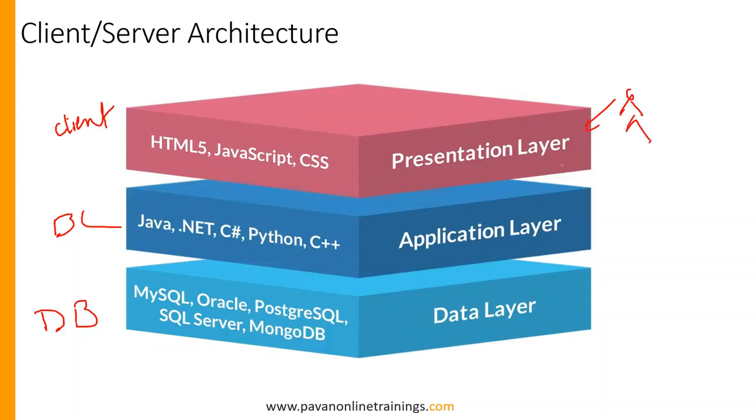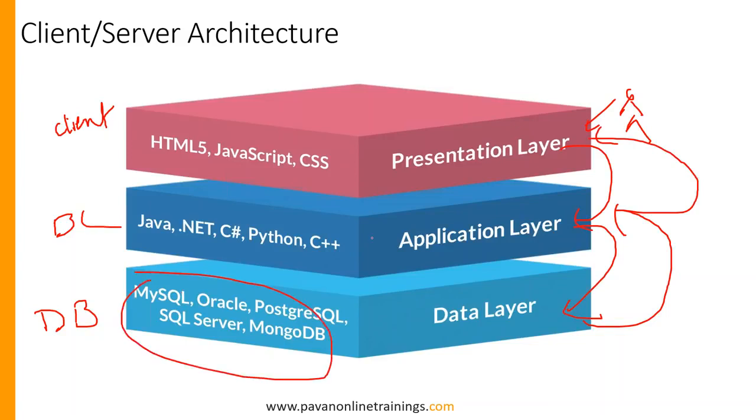As soon as he sends the request, it will first go to the application layer, and the business logic will execute here. It will go to the data layer, get the data to the application layer. Again, the application layer will present the data to the user. So this is how it happens internally. The data layers are normally the databases, and the application layer means the business logic, implemented using some programming languages. And the presentation layer, as I just showed you, will be implemented using HTML, JavaScript, CSS. These are the different languages we'll use to present the data to the user.